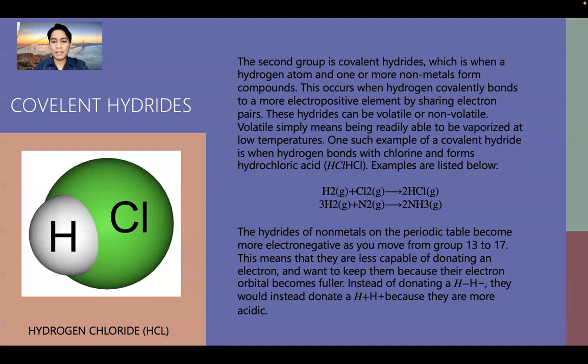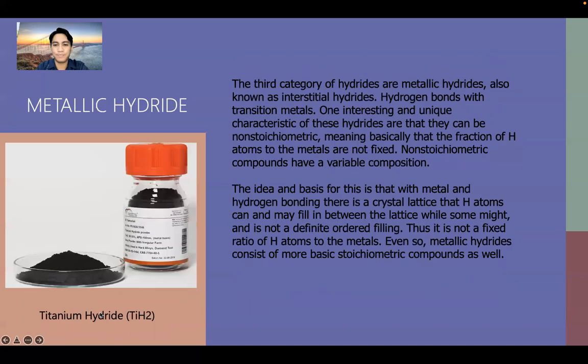Now, the hydrides of nonmetals of the periodic table become more electronegative as you move from group 13 to group 17. It means that they are less capable of donating an electron and want to keep it, because their electron orbitals become fuller, instead of donating H negative. They would instead donate H positive because they are more acidic. Okay? So that is the covalent hydride. We have here an example, the hydrogen chloride.